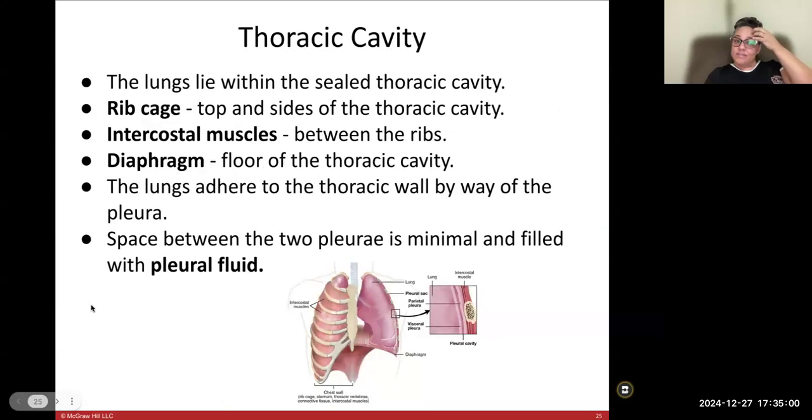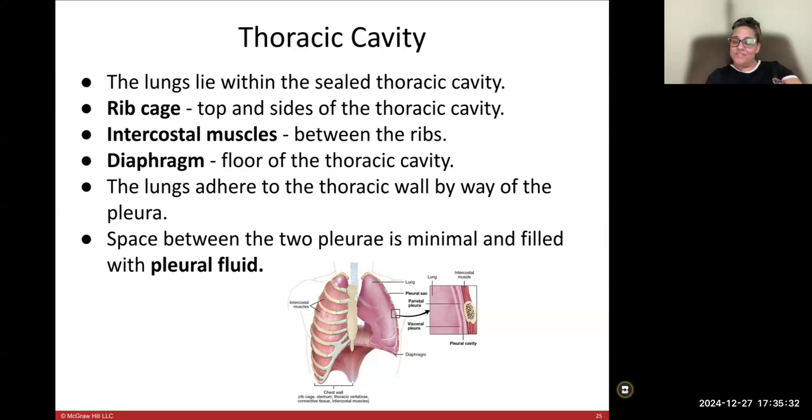The thoracic cavity. The lungs lie within the sealed thoracic cavity. The rib cage is the top and the sides of this thoracic cavity. There are intercostal muscles between every single one of your ribs. When we think of ribs, we're used to picturing a skeleton with nothing in between the ribs. But in reality, you actually have muscles in between every single one of those ribs. They're called intercostal muscles. And if you eat pork ribs or beef ribs, you are actually eating the intercostal muscles of that animal.